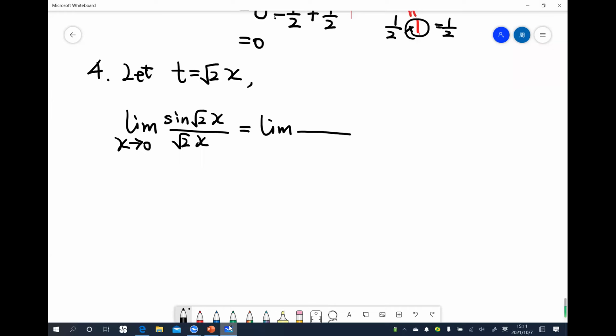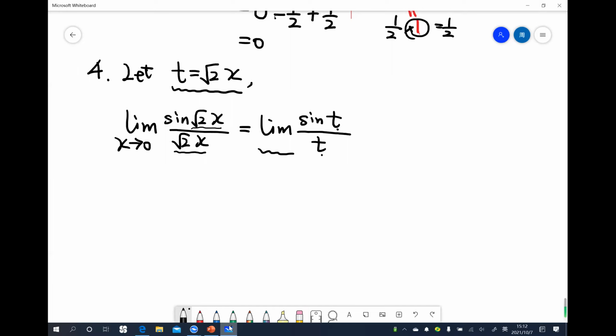We first change the function. Here, sine, we let t equal the square root of 2x. So here we change it to sine t, right? Here is t, and the square root of 2 times x equals t, so here that is t. And then don't forget to change this part, because here the variable is t, not x here.